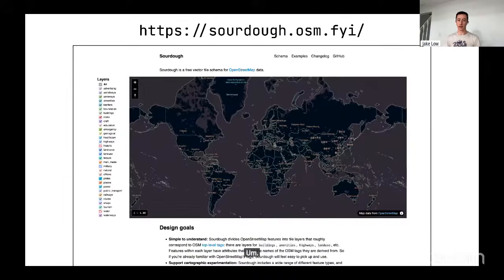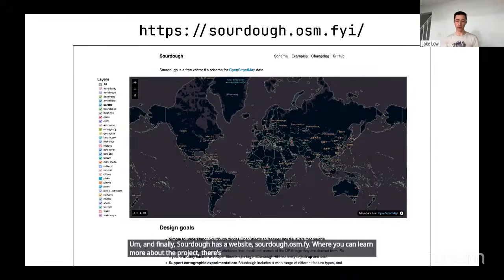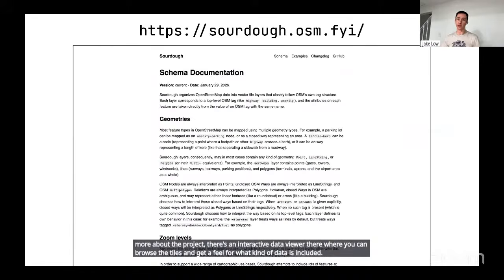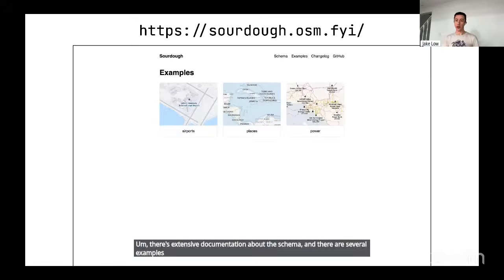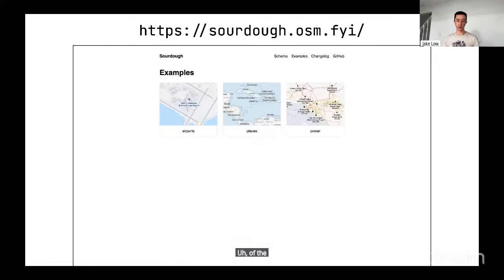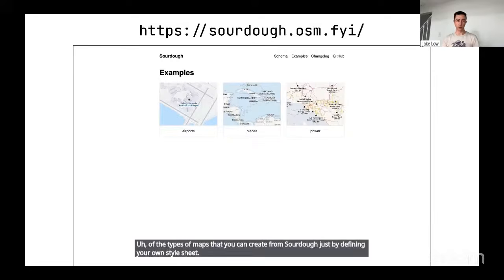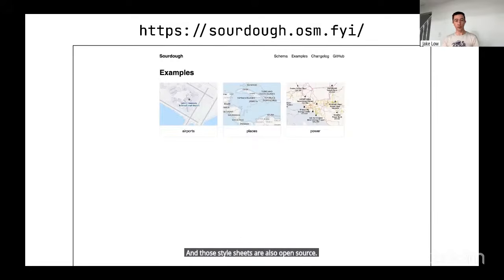And finally, Sourdough has a website, sourdough.osm.fyi, where you can learn more about the project. There's an interactive data viewer there where you can browse the tiles and get a feel for what kind of data is included. There's extensive documentation about the schema, and there are several examples of the types of maps that you can create from Sourdough just by defining your own style sheet. And those style sheets are also open source. So I hope you'll check it out and give me feedback.